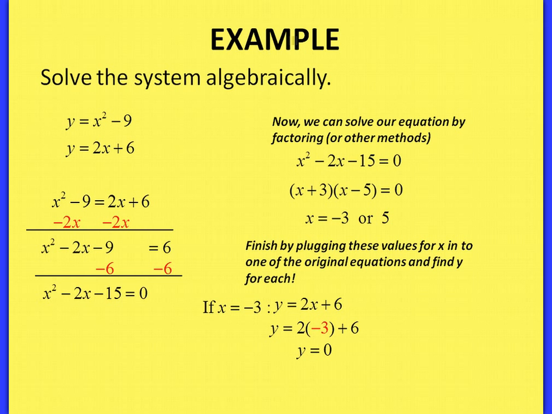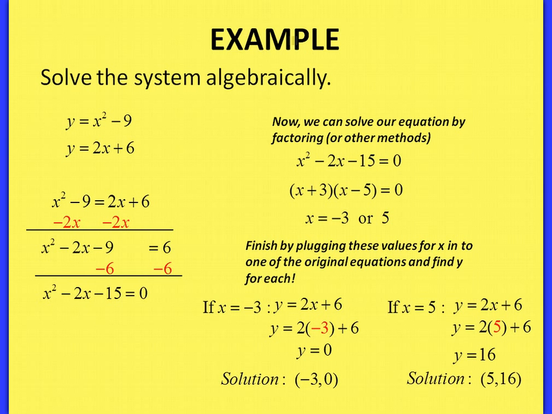So the solution, or one of the solutions here, is the coordinate set negative 3, 0. We're going to find the other one by taking 5, which was the other value that we saw for x, and we're going to plug that into y equals 2x plus 6. So when we plug that in for x, y is equal to 2 times 5 plus 6, and that gives us y is equal to 10 plus 6, which is 16. So again, your solution is going to be 5, 16 here. So we have two solutions. These are the 2 points that these graphs would intersect at. Those coordinates would be negative 3, 0 and 5, 16.